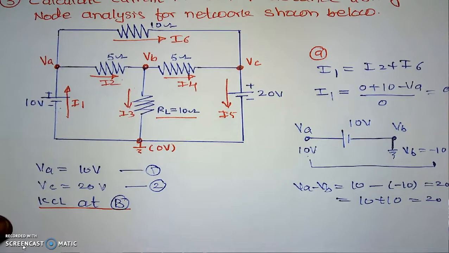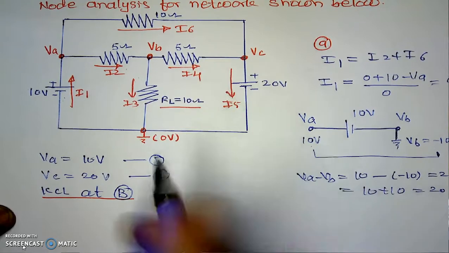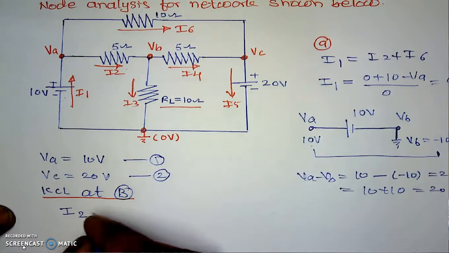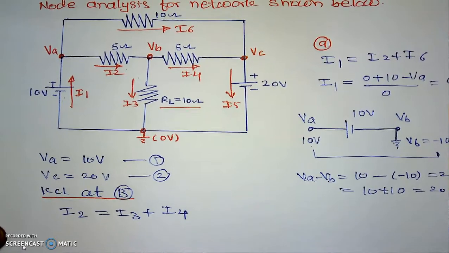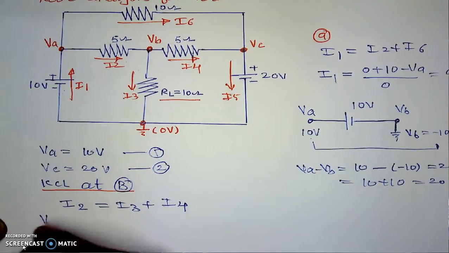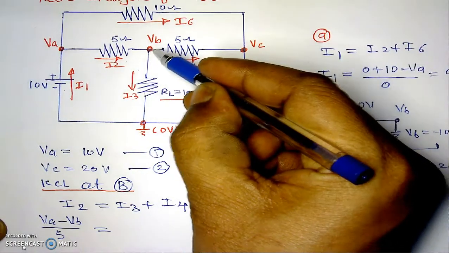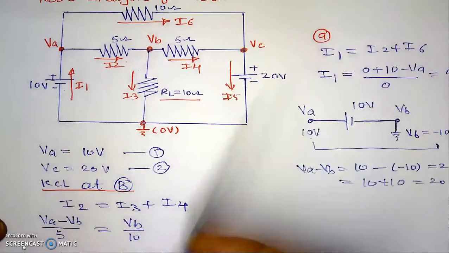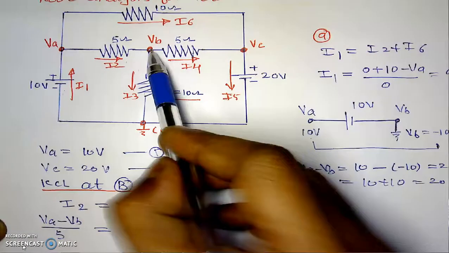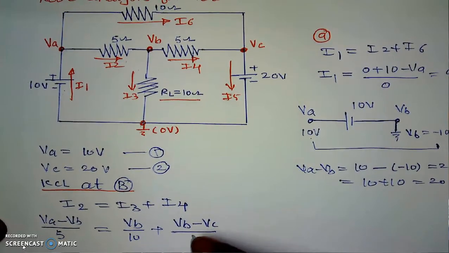If we are applying the KCL at node B, in that case, for the node B, I2 is incoming, I3 is outgoing, as well as I4 is also outgoing. Its equation will be something like this: I2 is equal to I3 plus I4. Now, find out the value of I2. I2 will be its potential difference, that is VA minus VB divided by its resistance 5, which is equal to I3. I3 is the current in this branch, which is VB minus 0, that is VB divided by its resistance, which is 10. And the current in this branch, which is I4. I4 is VB minus VC divided by its resistance, which is 5 ohm.